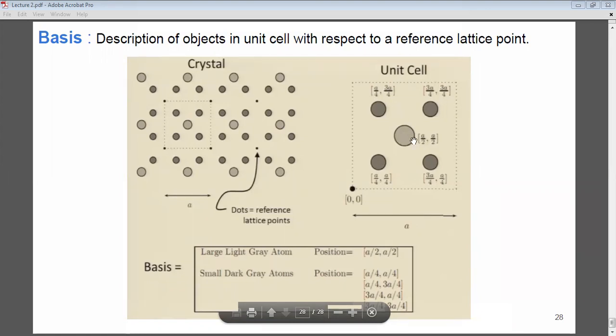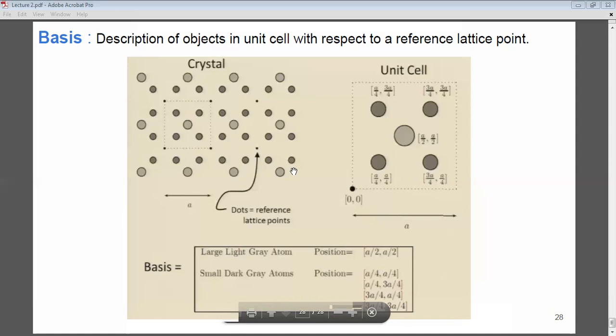Once I have given you all of this list of where all of these objects in the unit cell are with respect to the reference point, I have given you a basis for the crystal. So if I tell you the lattice is triangular or rectangular or whatever, if I tell you what the lattice is and I tell you the basis, this means I told you the whole crystal. So this is the language we need in order to describe the whole crystal.